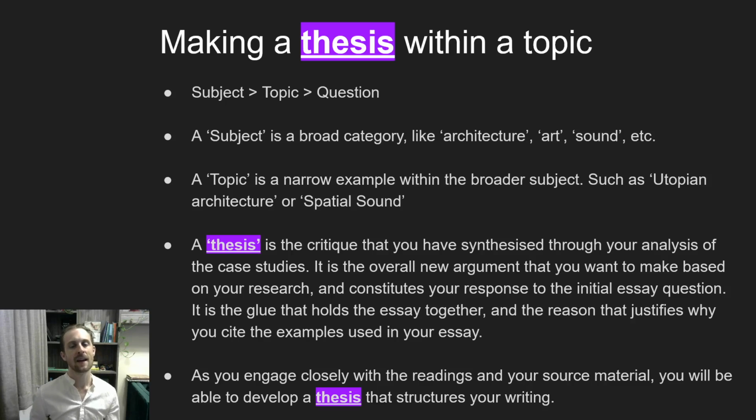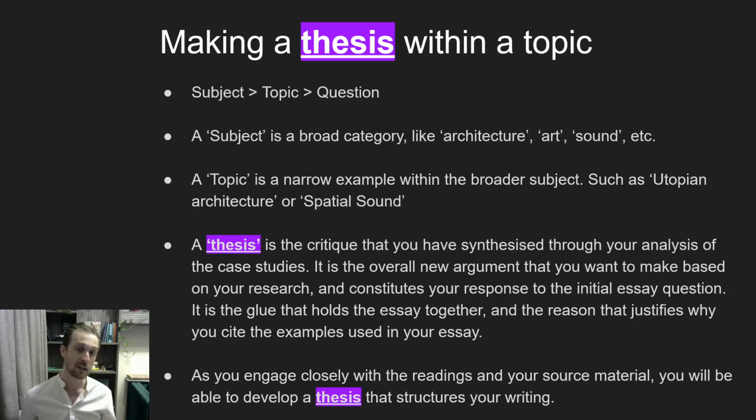Okay, so making a thesis. A thesis is, I guess you could say colloquially, the theory that's being developed by you in the essay. It's what you're trying to say. It's the point that you're making. So these are just some other structural things that I want to bring to your attention. When we're talking about essays, we have words like subject, topic, and question. They all have quite different meanings.